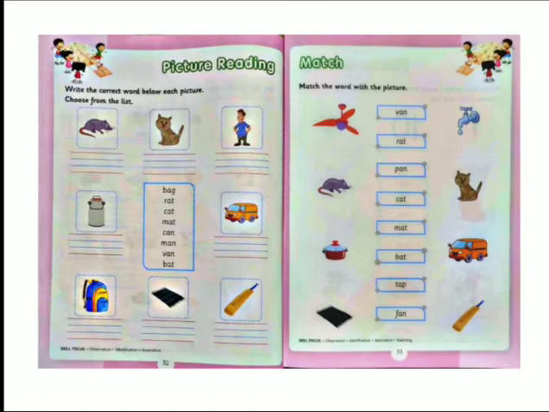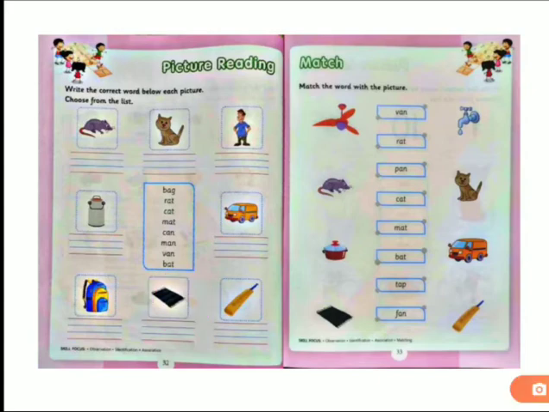And the first one is bag. Where is bag? Yes, here it is. So you have to write bag here. And the next one is rat. Where is rat? Yes, here it is. So I have to write rat there. And the next one is cat. Where is cat? Yes, here it is. So I have to write cat there. And the next one is mat. Where is mat? Yes, here it is. So I have to write mat here.